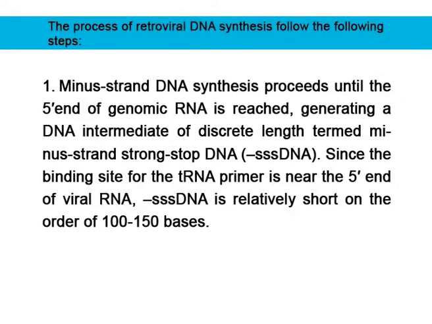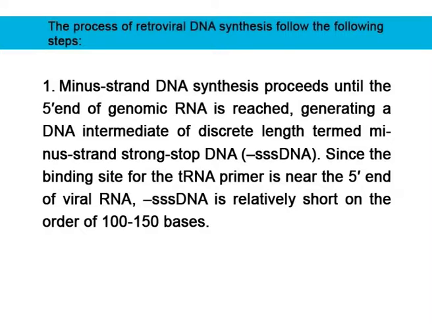The process of retroviral DNA synthesis is believed to follow the following steps. In the first step, minus-strand DNA synthesis is initiated using the 3' end of a partially unwound transfer RNA, which is annealed to the primer binding site in genomic RNA as a primer. Minus-strand DNA synthesis proceeds until the 5' end of the genomic RNA is reached, generating a DNA intermediate of discrete length termed minus-strand strong stop DNA.